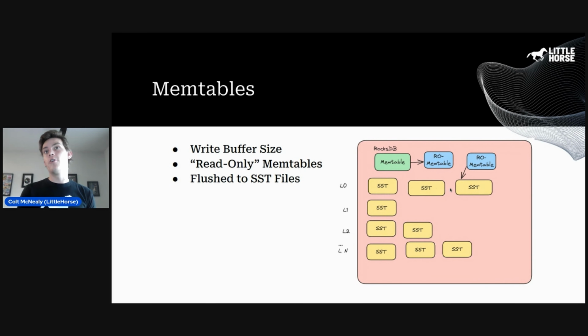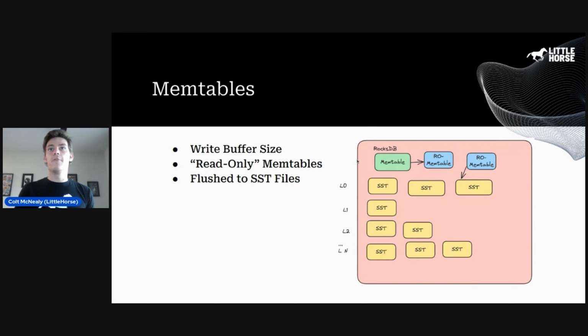Now, note that there could be some overlap in L0. And that's not good because that means when you want to check L0 for the presence of a certain key, you need to check all the SST files potentially. In lower levels, the SST files don't overlap, which is great because that means you only need to check one SST file per level.